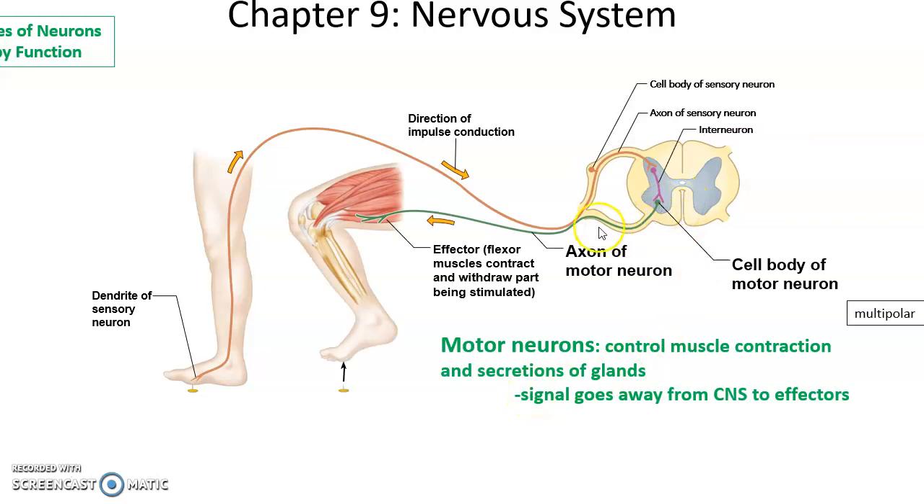And finally, we have the motor neurons. Motor neurons control the effectors, so they control the muscles and muscle tissues and also glands. And the motor neurons, their key thing is they carry information away from the central nervous system and to the effector. So again, motor neurons carry commands, impulses from the central nervous system to the effectors in the body. And motor neurons are multipolar.